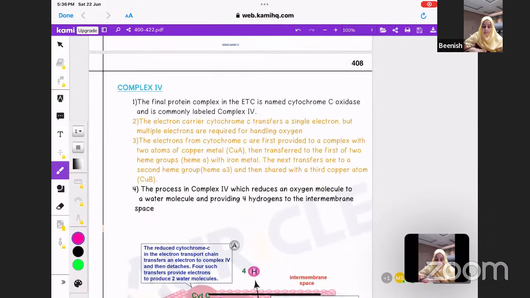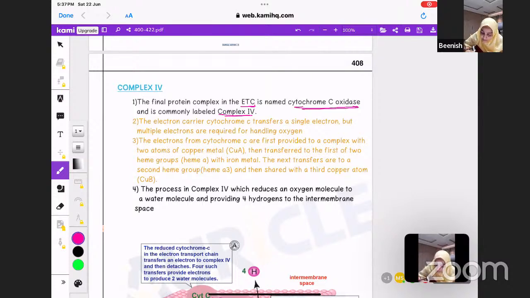Then talking about complex 4. So this complex 4 is the final protein complex in the electron transport chain and is named cytochrome C oxidase. Okay, and is commonly labeled complex 4. So your complex 4 is also known as cytochrome C oxidase, and it is going to receive electrons from cytochrome C, and then this complex 4 is going to give them to oxygen.